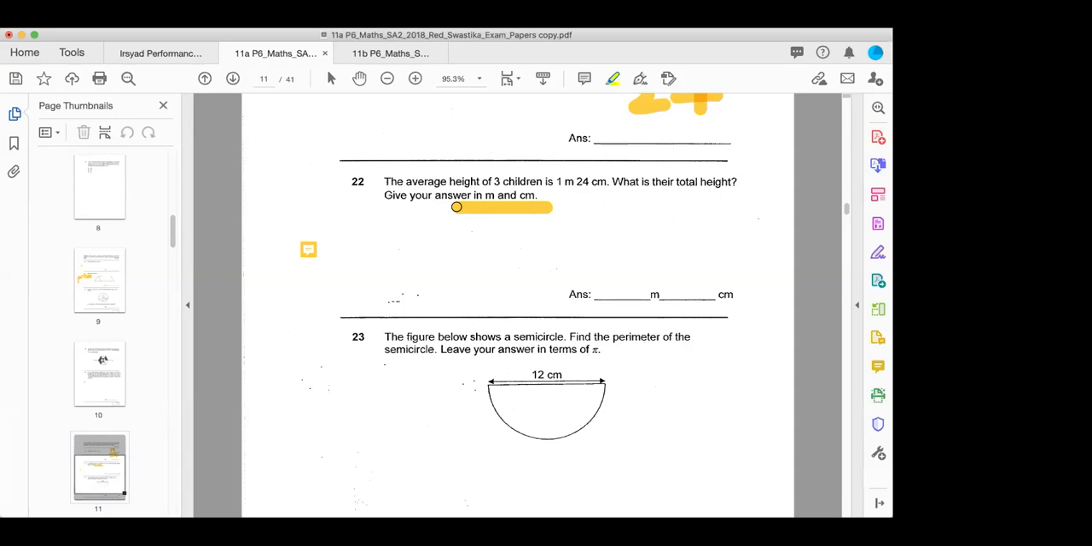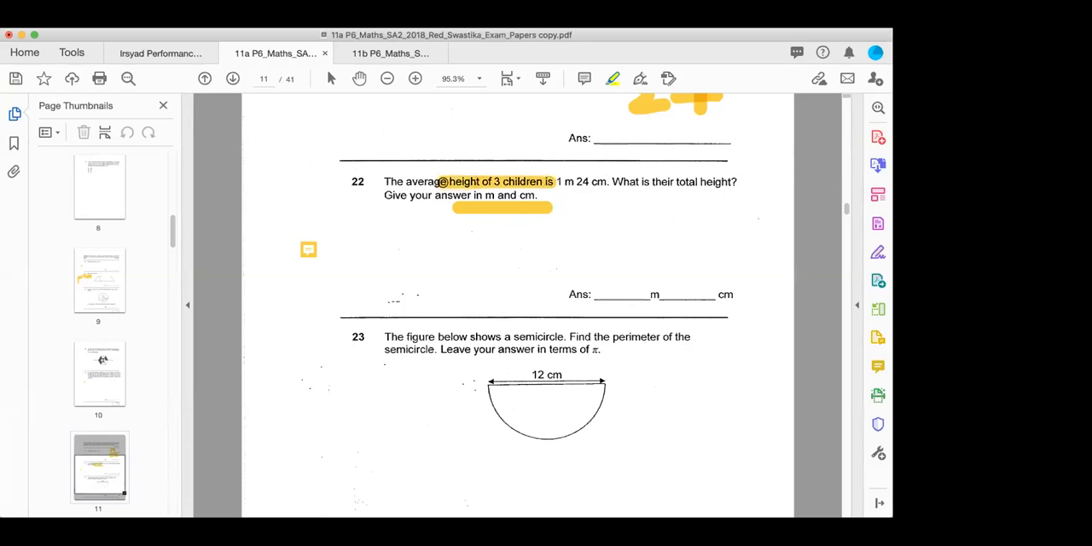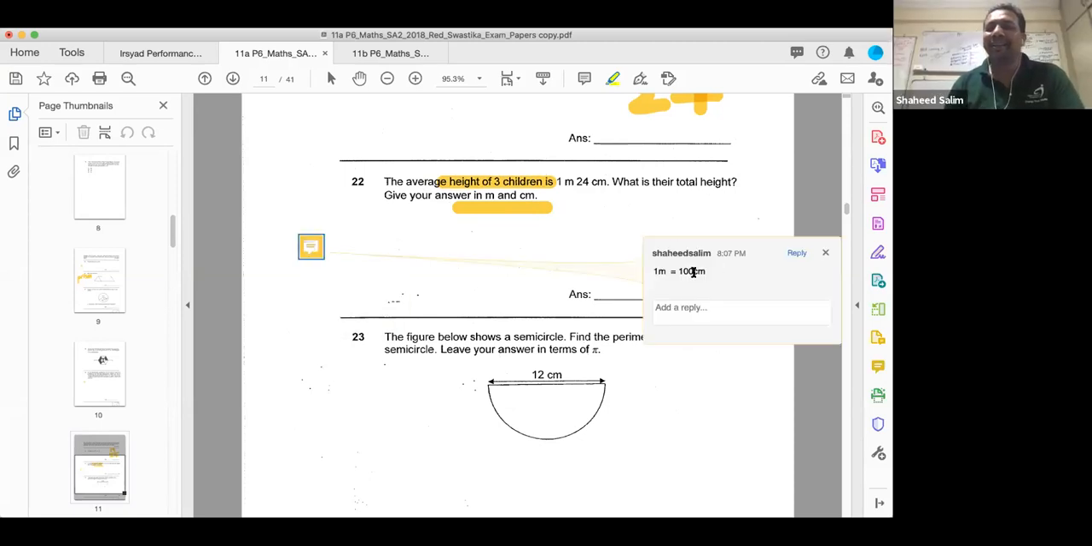Is it 1 meter 24? Yeah, that is for one person. 1 meter 24 is for one person. 1 meter 24 is one person. Yeah, because like this, 1 meter is 100 cm, right?